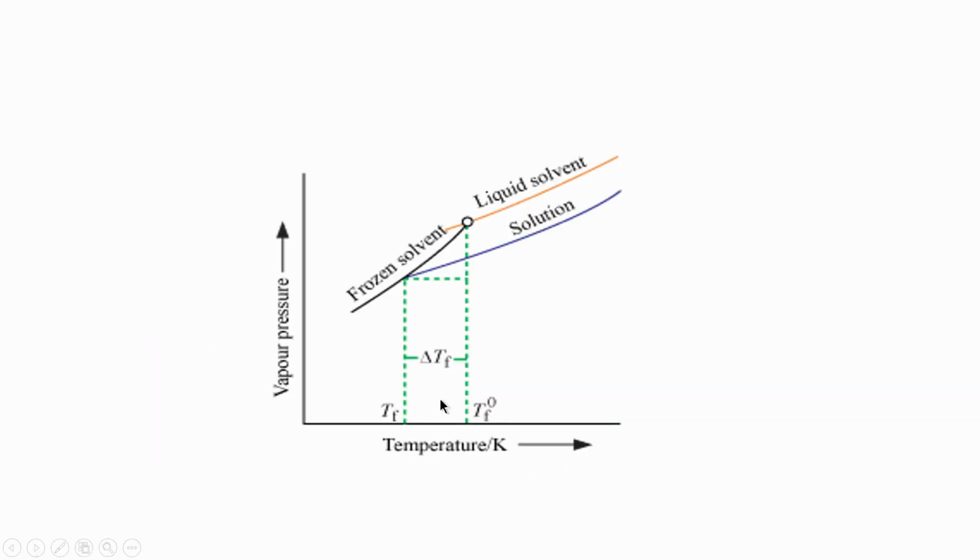Okay. So, here is a figure that shows you the depression of freezing point. It keeps on increasing as you keep on adding a solute, and for a solution it is so much lower. Delta Tf is the depression of freezing point. Okay.